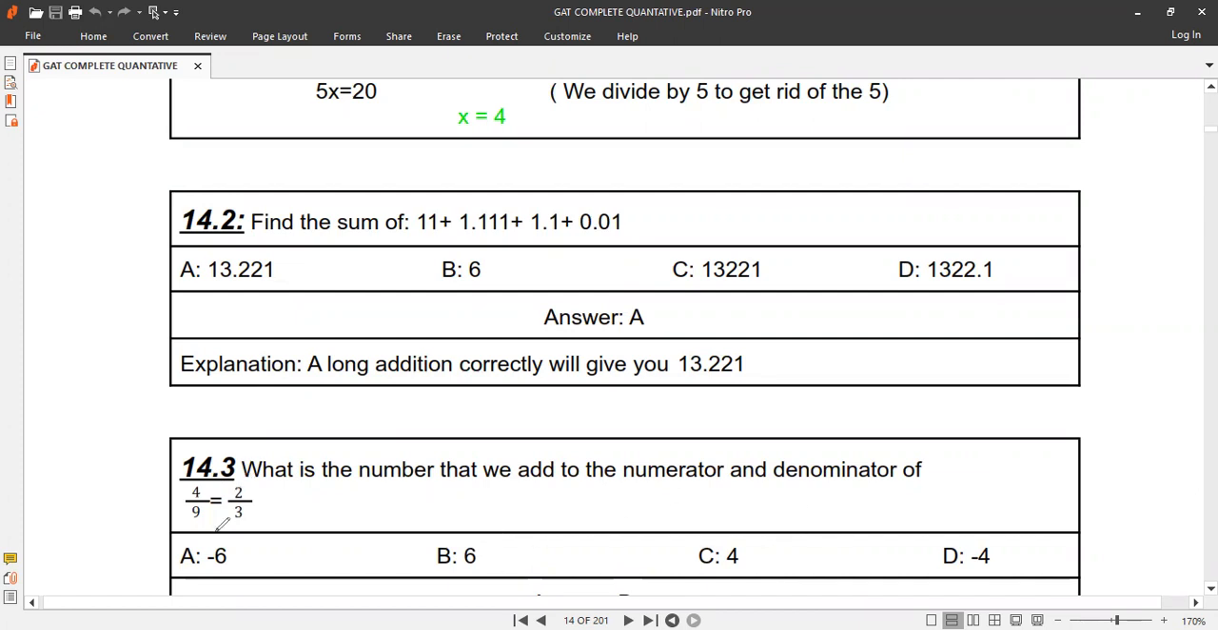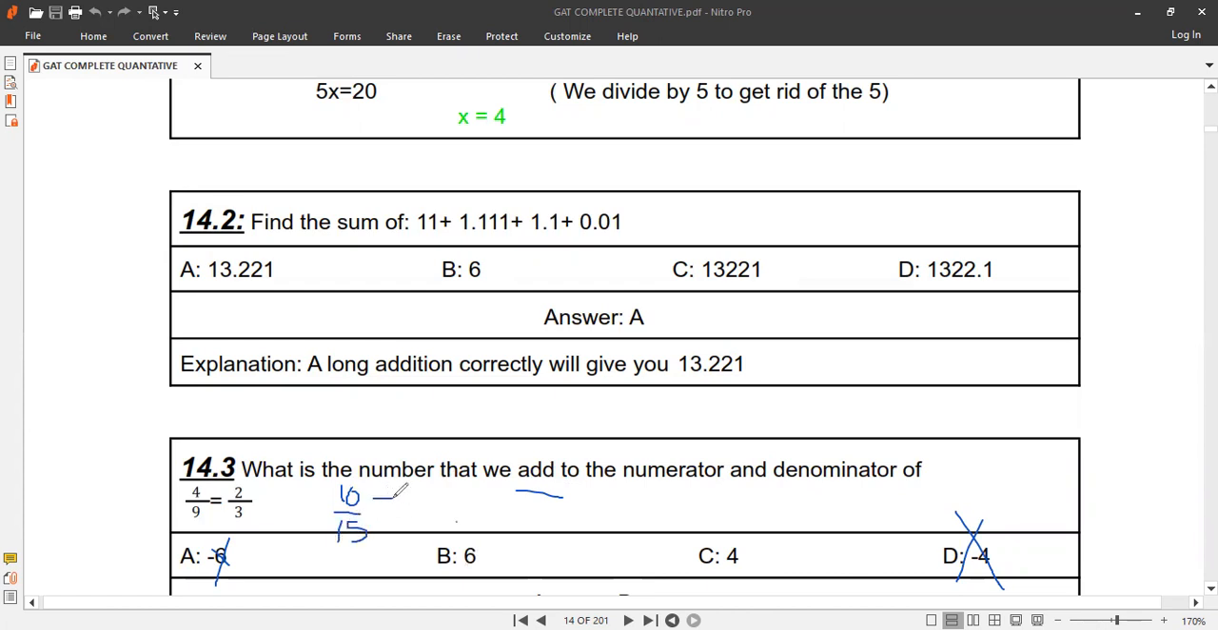For example, we skip this choice because we minus 6. So we cannot minus 6 from 4. And here we skip this because if we try this, it will become 0. 4 minus 4 is 0. So we try this, for example. We need to add, if we add 6, 4 plus 6 equals 10 over 9 plus 6 is 15.